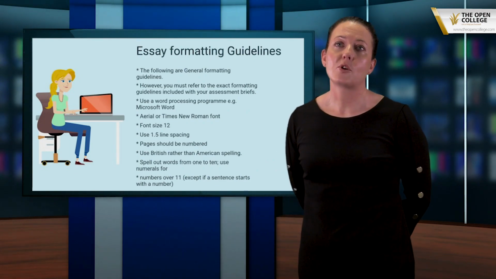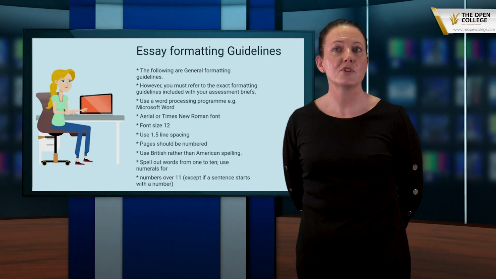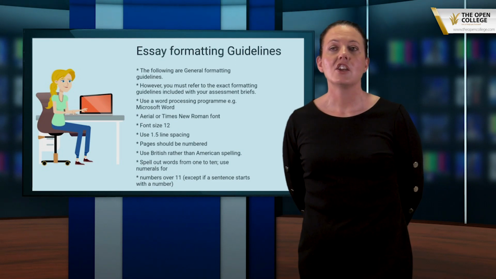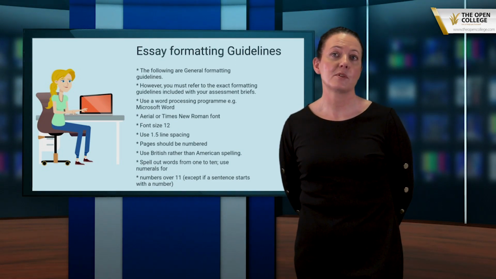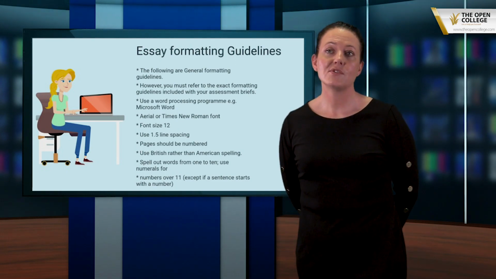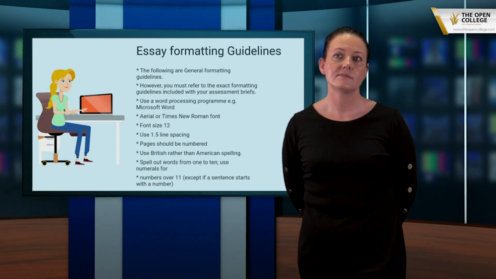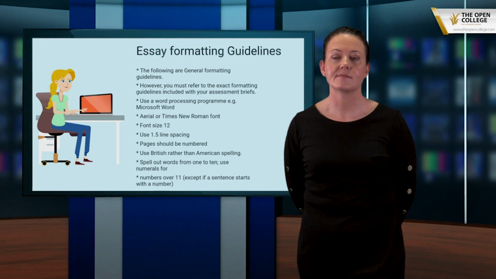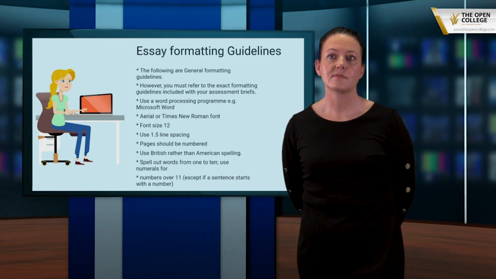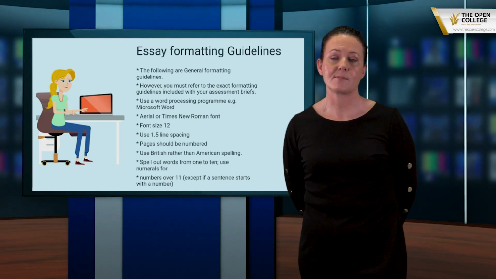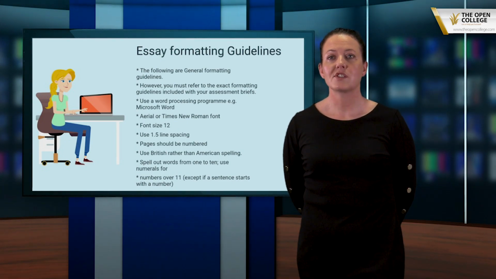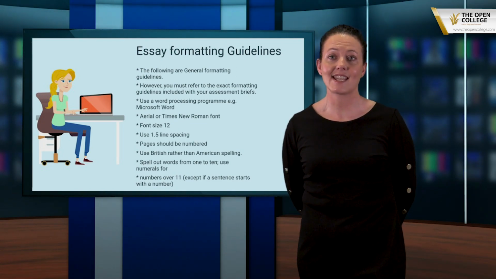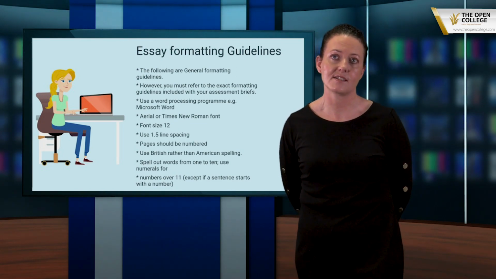The following are general formatting guidelines. However, you must refer to the exact formatting guidelines included with your assessment briefs. Use a word processing program, for example Microsoft Word. Use Arial or Times New Roman font. Use font size 12 and 1.5 line spacing. You should number each page. Use British rather than American spelling. And spell out words from 1 to 10. Use numerals for numbers over 11, except if it's at the start of a sentence.